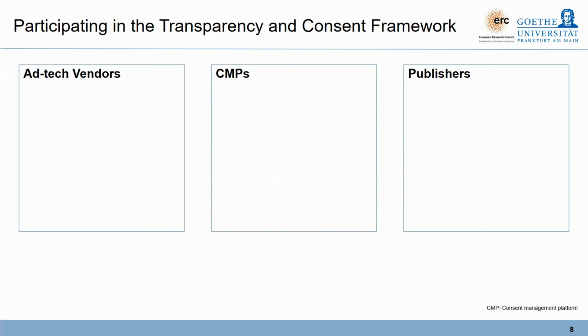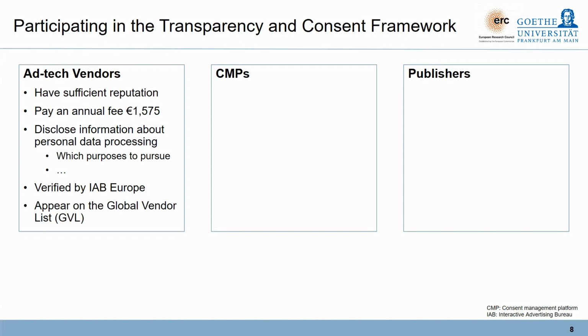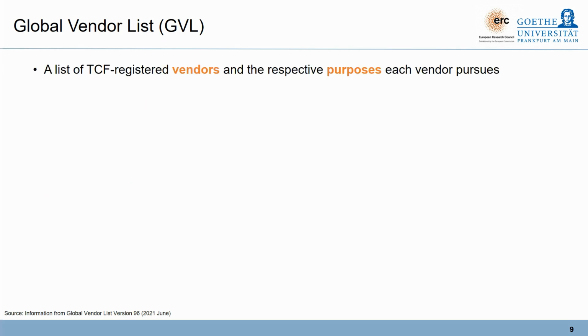To participate in the TCF, ad tech vendors must meet specific criteria, including maintaining a sufficient reputation, paying an annual fee, and disclosing personal data processing information to IAB Europe, such as which purposes mentioned earlier to pursue. Then, IAB Europe verifies the application. If accepted, IAB Europe adds the vendor to the Global Vendor List. The Global Vendor List contains TCF-registered vendors and the respective purposes each vendor pursues. The list is publicly available and updated weekly.